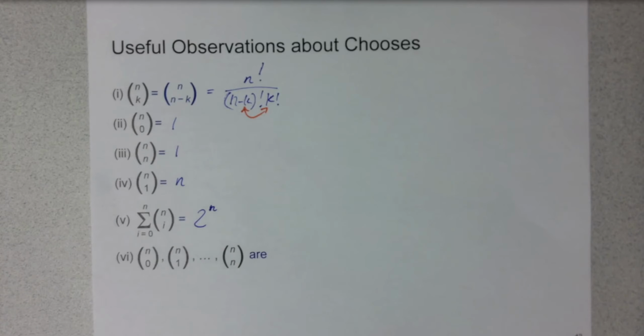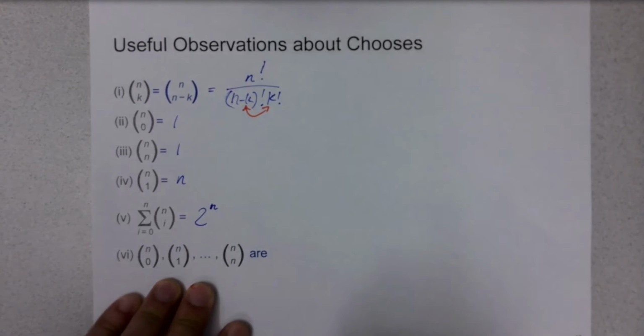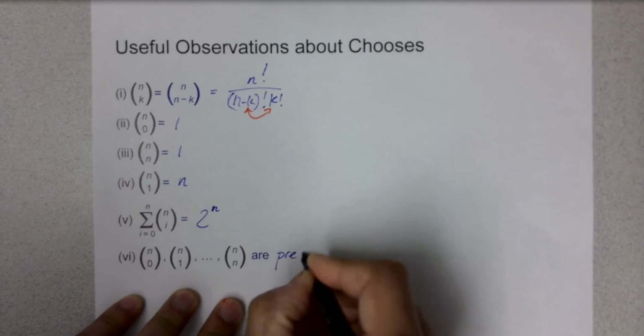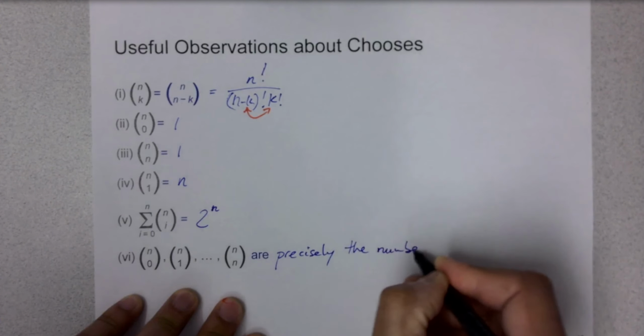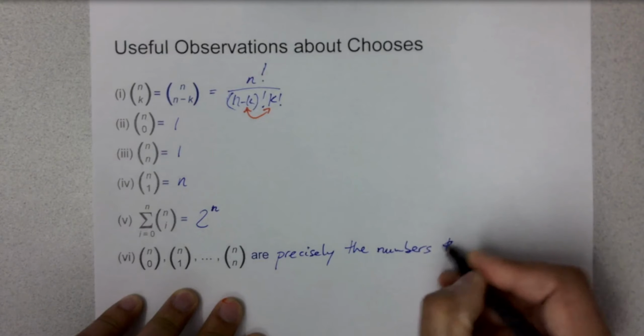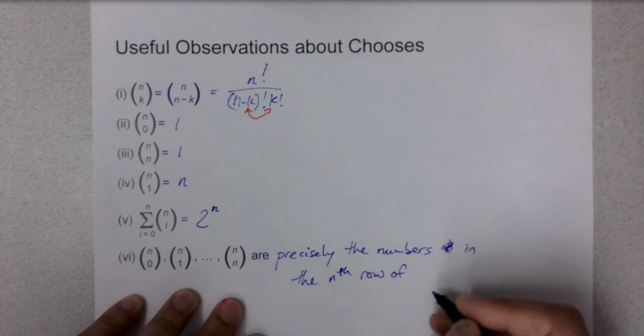Maybe I'll say a little bit more about that on the next page. And the last bit here: all of those chooses taken as a sequence come from an object that you've probably played with as a kid in grade school, high school. These are precisely the numbers in the nth row of Pascal's triangle.